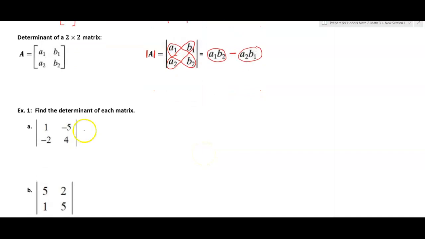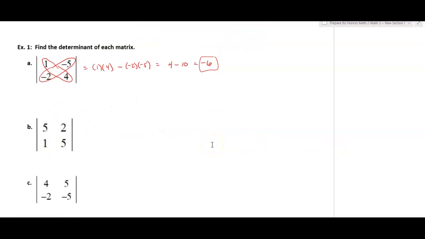So when we look at the first one, the determinant of this matrix, cross multiply this way first, right? Then subtract the cross product here. So you would do -2 times -5. So that would give you 4 minus +10, which is -6. So the determinant of this matrix would be -6. I know it's weird that the determinant is just a single numerical value, but that's all you're looking for.